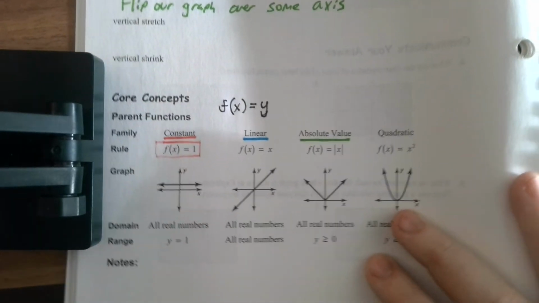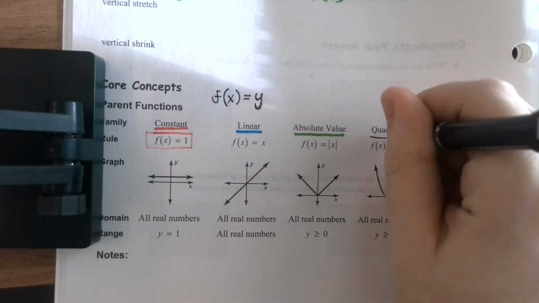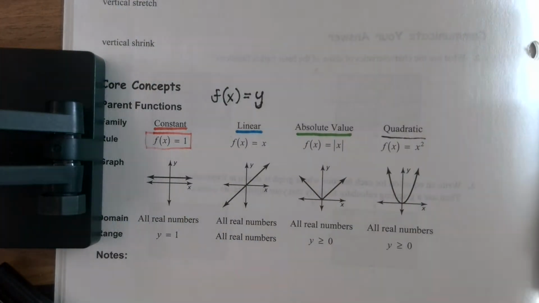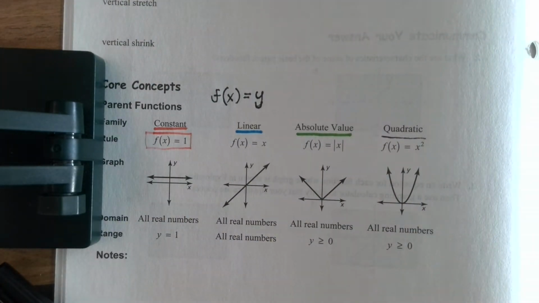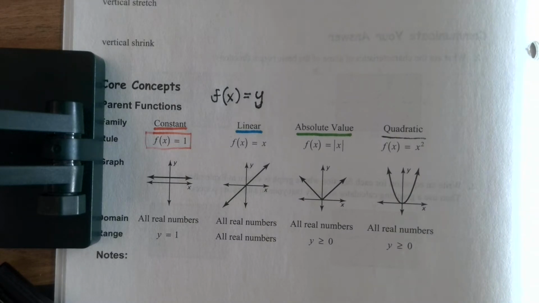Last but not least, we have our final parent function, the quadratic. The quadratic is something that we're very familiar with from Algebra 1. You may know it as a parabola. A parabola is that weird shape we get that looks sort of like a U. So, of course, we can also transform this parabola in the same ways we did with the other ones.